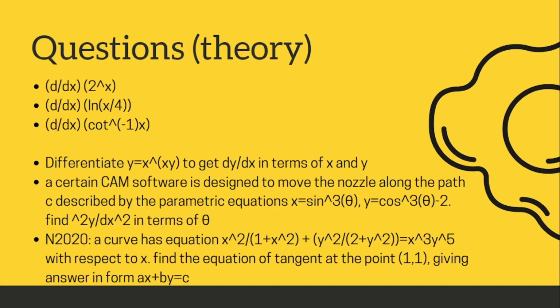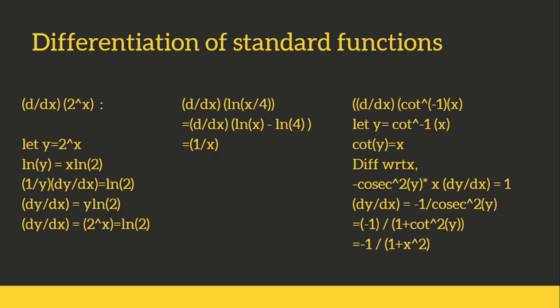So now we'll go on to a few more questions. The first 3 will just be standard functions. Then afterwards, I'll give 3 more examples, which were either A-level questions or prelim questions. So for the 3 differentiation of standard functions, we look at the one on the left-hand side first. So if we want to differentiate 2 power x, we can make reference to the formula that we memorized. That the differentiation of 2 power x is just 2 power x itself times ln 2.